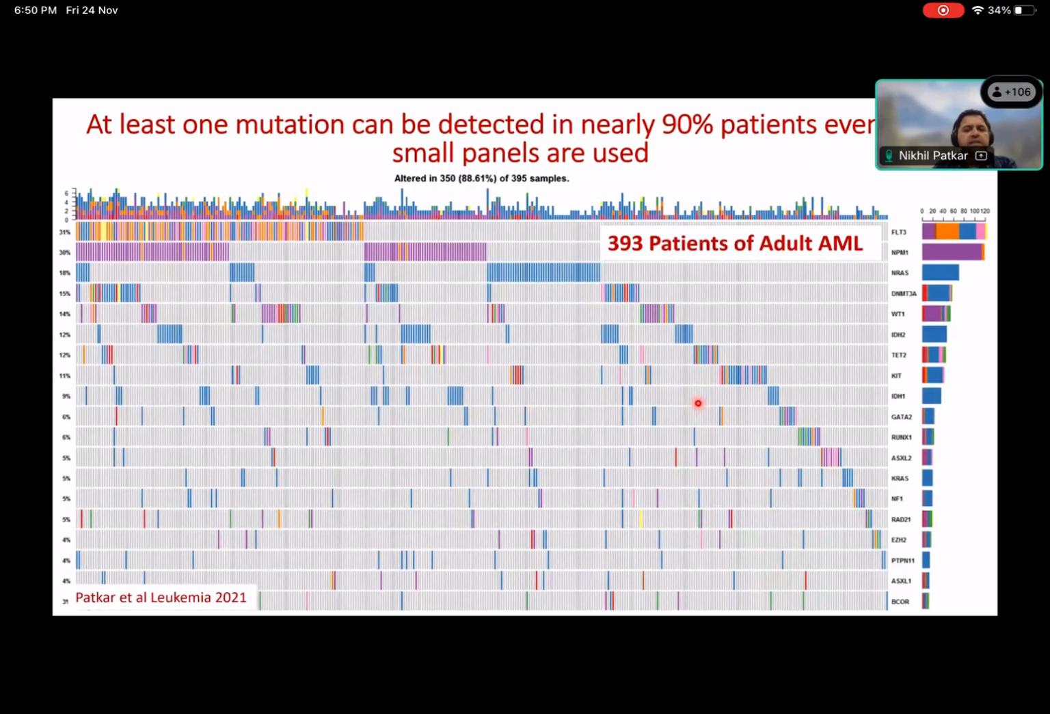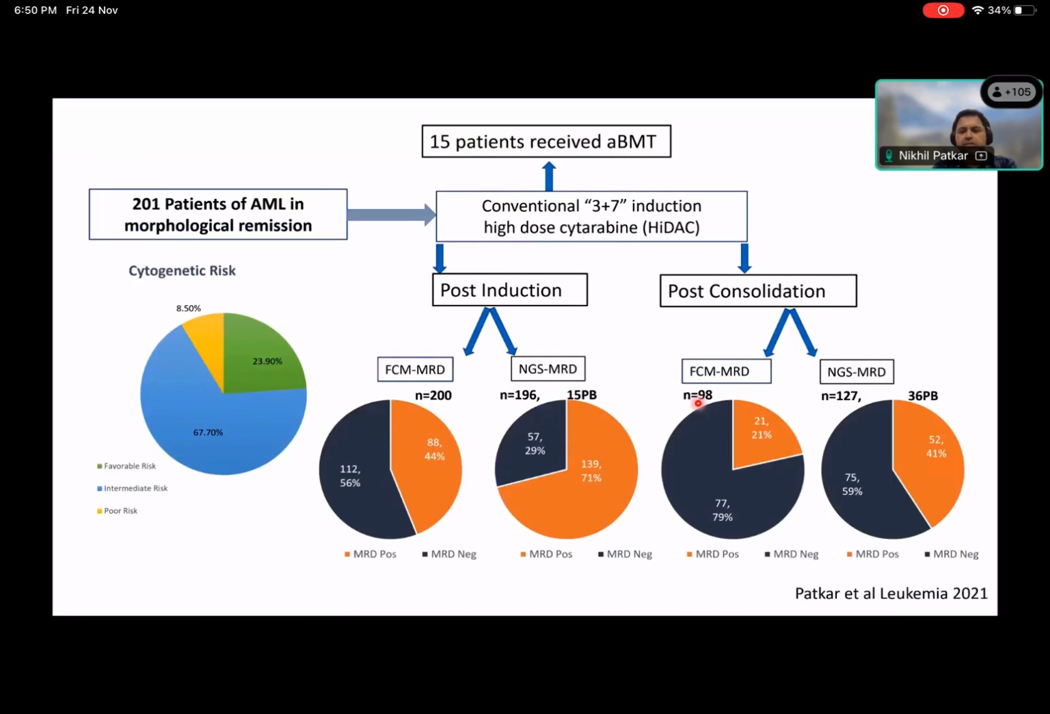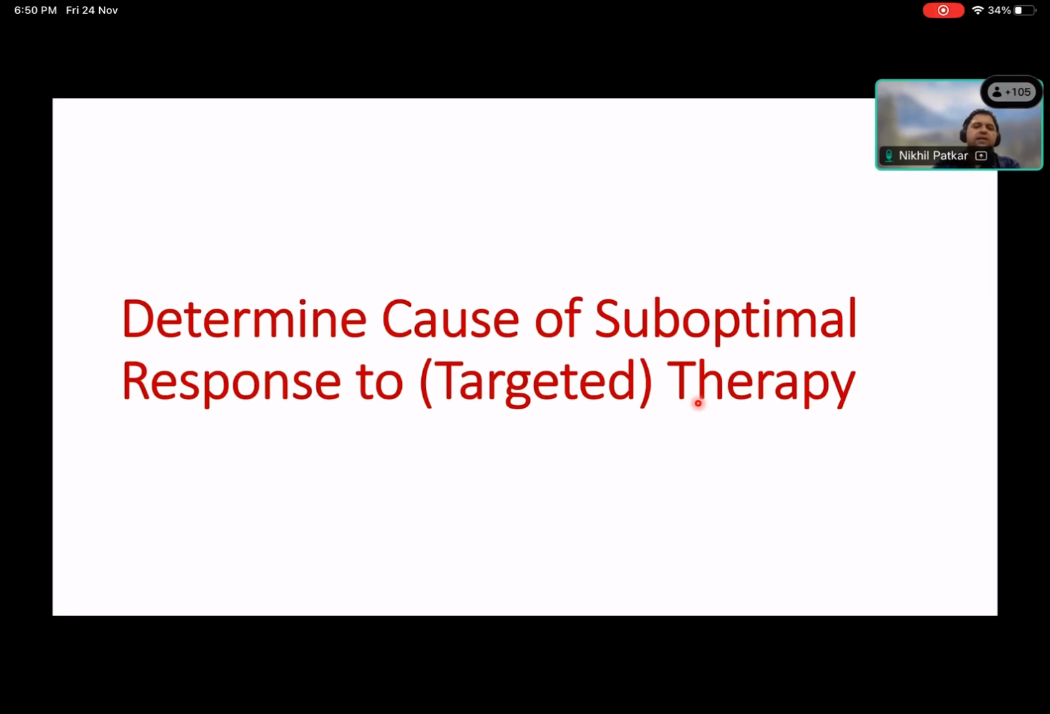You can also use certain advanced techniques such as next generation sequencing for monitoring treatment response in malignancies such as AML. I'm not going to go into this; it is not really required here. But what is important to know is that sometimes you can use molecular testing to find out the cause of suboptimal response to targeted therapy.